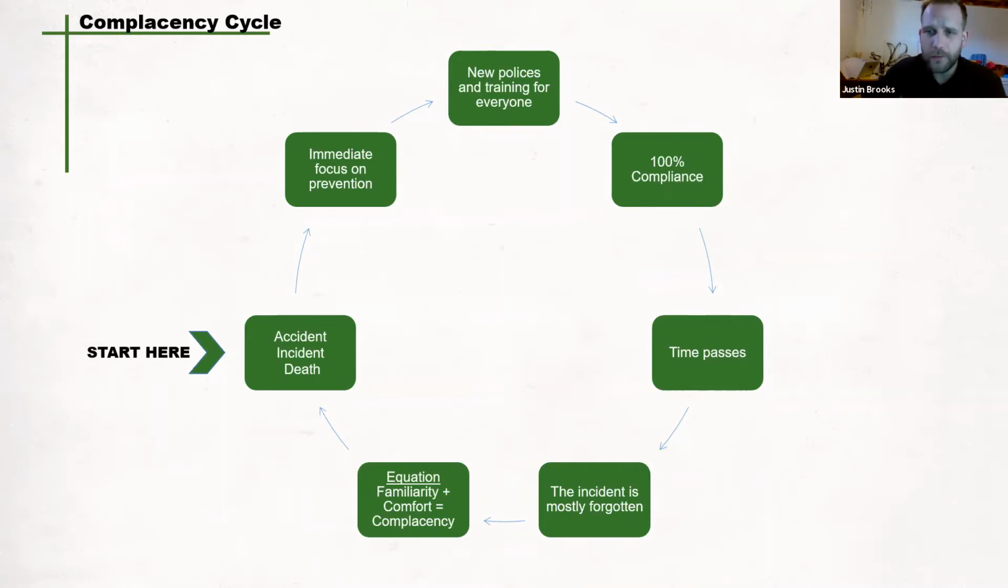Right after the incident, there's an immediate focus on prevention. All cylinders of management are firing at once and are working hard to figure out what the next steps are. This is where they determine the how and begin the conversations about ensuring it does not happen again. Then new policies are developed, and there's training for every member of the team that could be affected. A good management team will ensure there is 100% compliance to the new procedures. Every member is bought in.